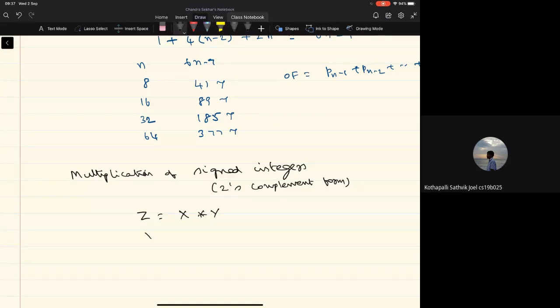Now what is X and Y here? Again, we have n-bit representation. So what is the value of X in terms of the bits of X? If you go back and refer to your notes, you can verify that the value of X is given by minus 2 power n minus 1 times xn minus 1, plus the summation of xi times 2 power i, for i equal to 0 to n minus 2, and we'll have a similar expression for y.